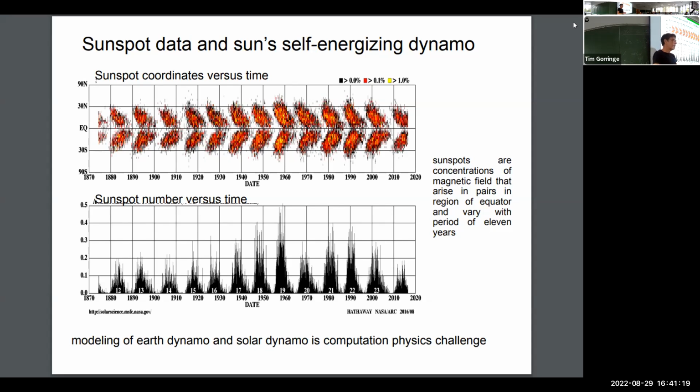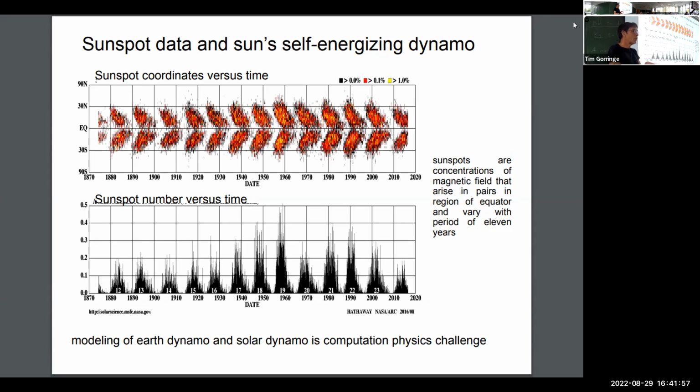At another level, the Earth's magnetic field and the solar magnetic field, which is what we'll discuss here, are much more complicated. So the solar magnetic field, for example, exhibits 11-year cycles. And the only way to understand 11-year cycles is through computational physics of the electromagnetic processes and the hydrodynamics in the kind of the solar model.